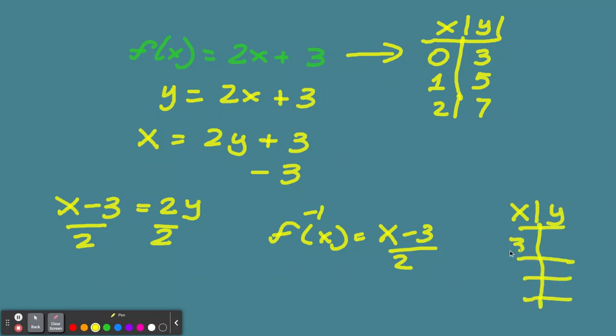What if x is 3? 3 minus 3 is 0. 0 over 2 is 0. Works there. If it was 5, 5 minus 3 is 2. 2 over 2 is 1. Works there. And if it was 7, 7 minus 3 is 4. 4 divided by 2 is 2. So it works. All right, that's our first video on inverse functions.